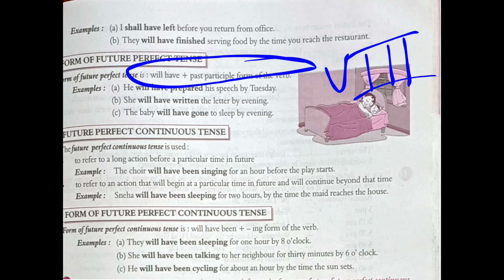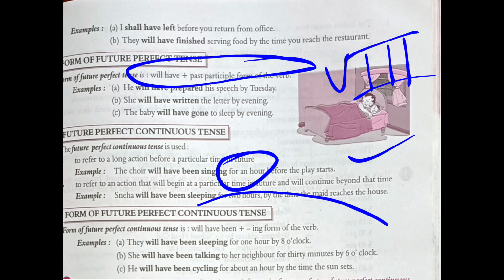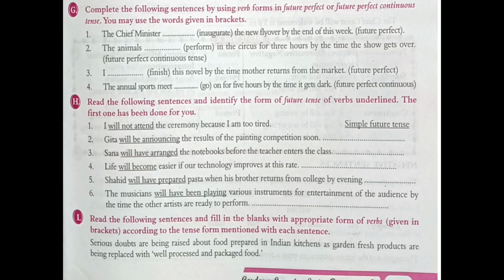Like the choir will have been singing for an hour before the play starts. So this is an example of future perfect continuous tense. Okay. So this is the form of future perfect continuous tense. Will have been plus ing form plus time also, like for and since. Okay. Now look at option number G.